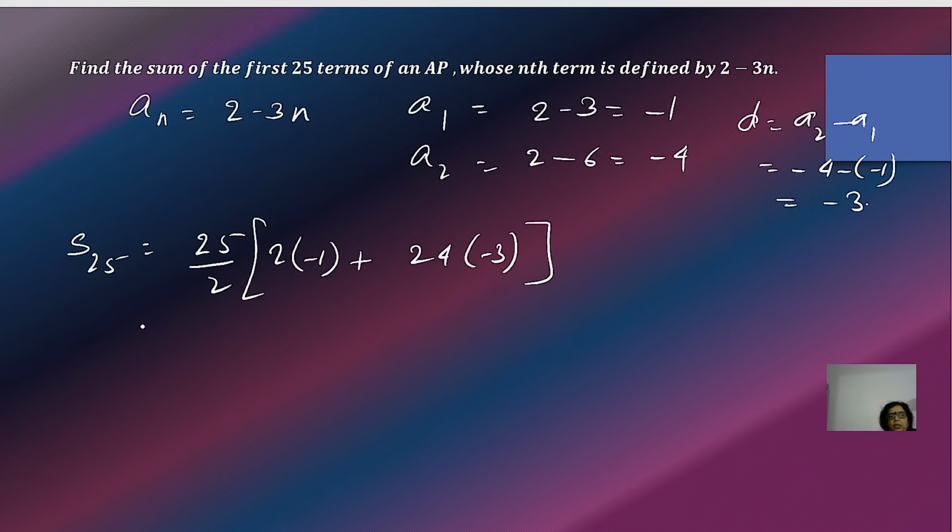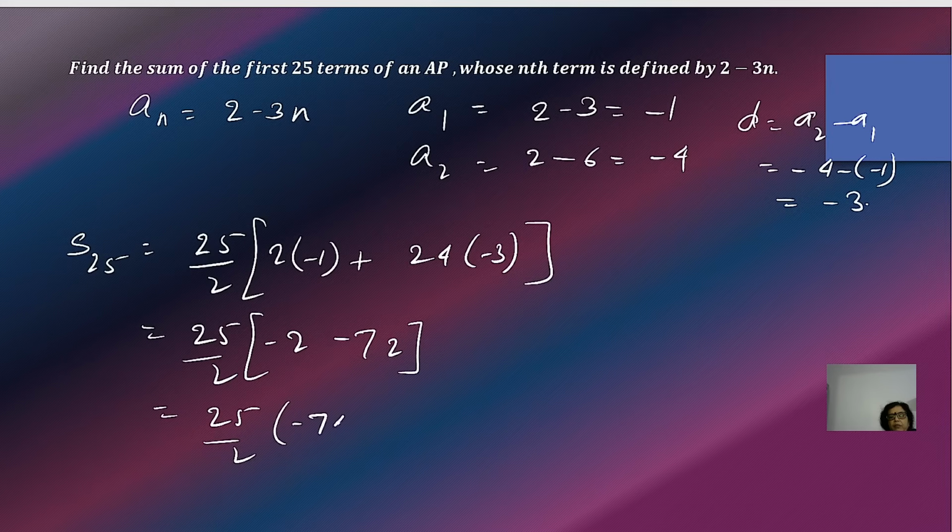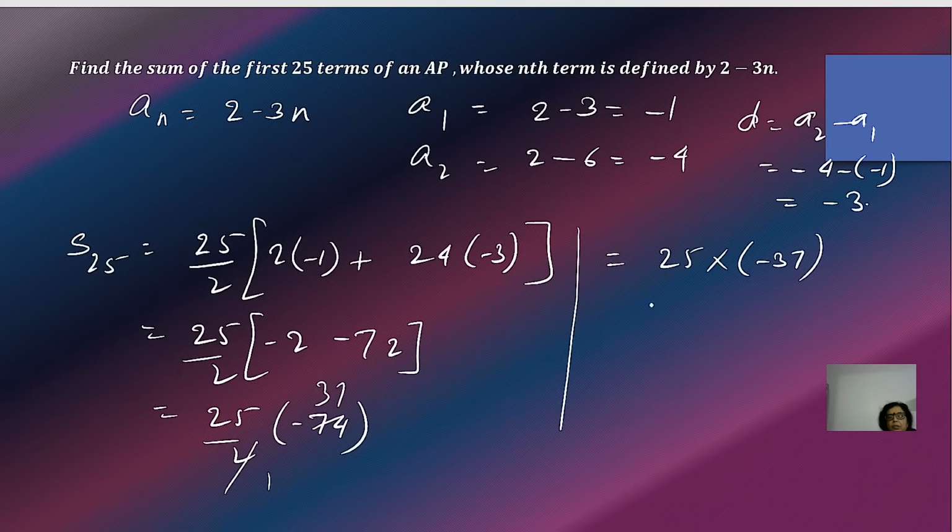So this becomes equal to 25 by 2. This becomes minus 2 minus 72, and this becomes equal to 25 by 2 into minus 74. Or this can be written as 25 into minus 37. If you cancel it out, 2 ones are 2, 2 threes are 6, you get your minus 37. Now if you multiply 25 into 7, of course, it is 175.